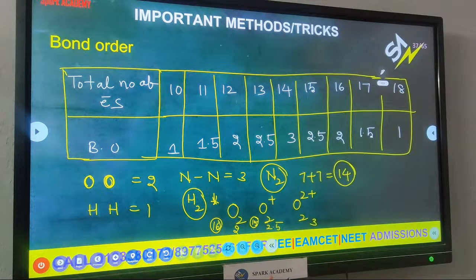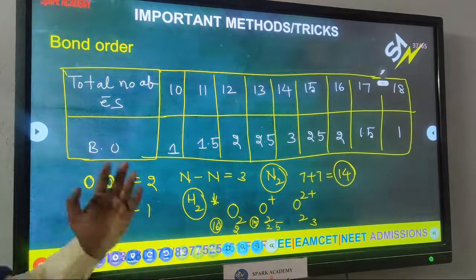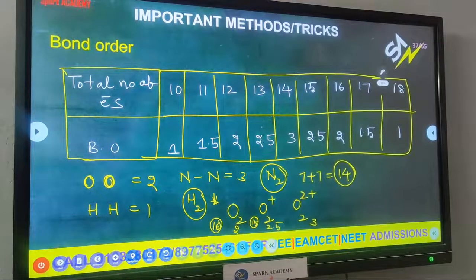Yes, we write O2 less than O2 plus, and O2 plus less than O2 2 plus. What is increasing? Bond order. So bond order increases. What about the bond strength? Increasing. What about the bond energy? Increasing. What about the bond length? Decreasing. Yes, in this way.